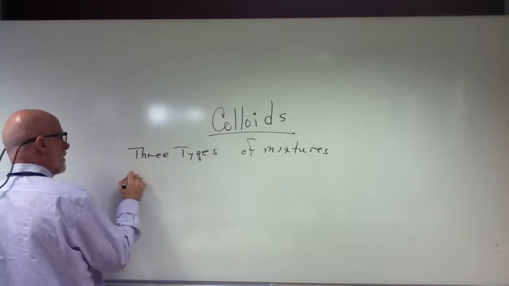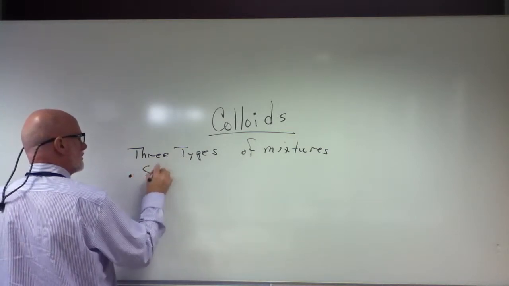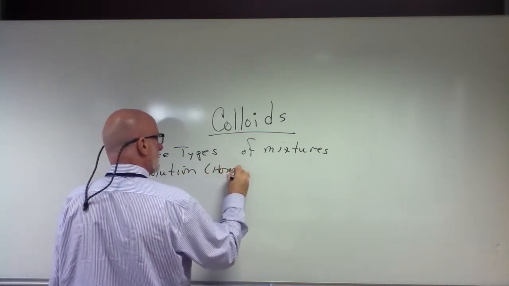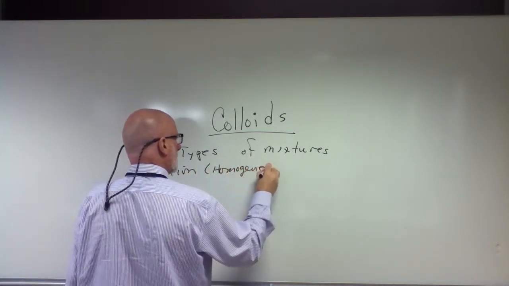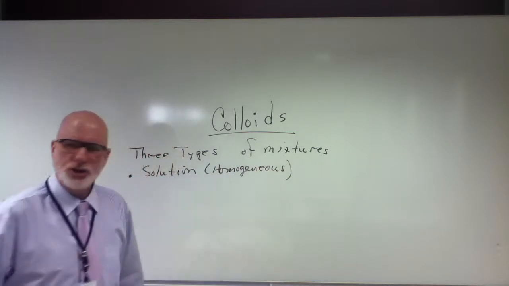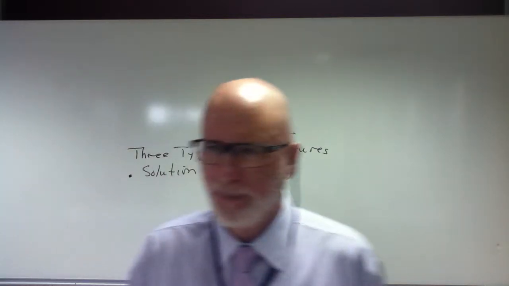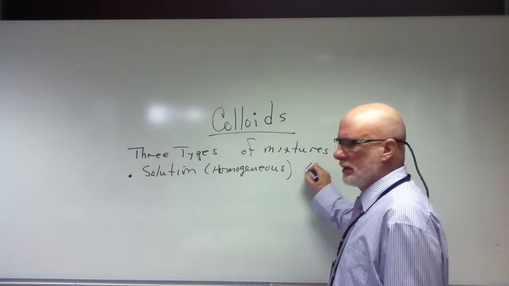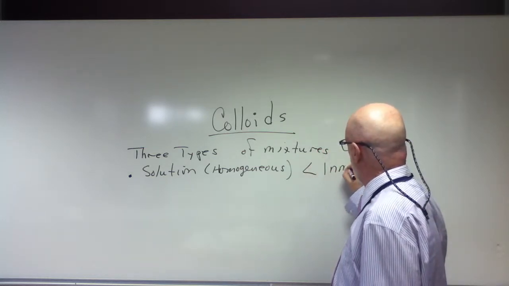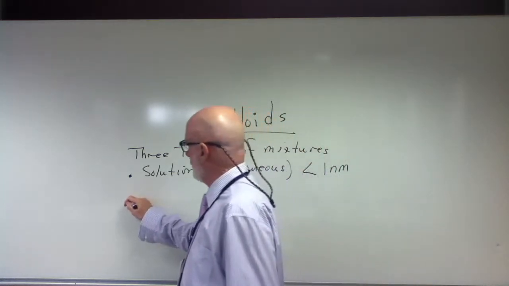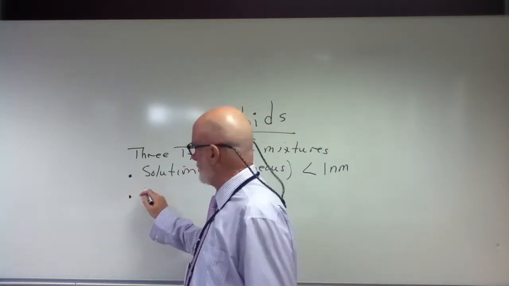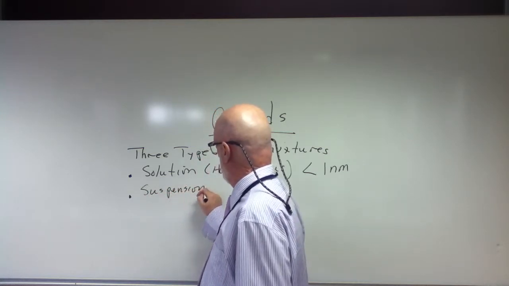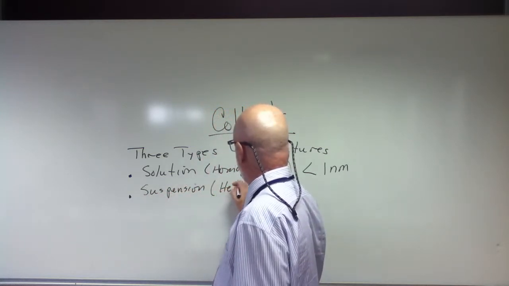Okay. So what are they then? A solution, which is homogeneous, isn't it? Yes. A solution is homogeneous, right? And the particle size is going to be less than 1 nanometer, right? Yes. And then what's the second one? Suspension? Yes. Okay, and that's heterogeneous, right? Yes.